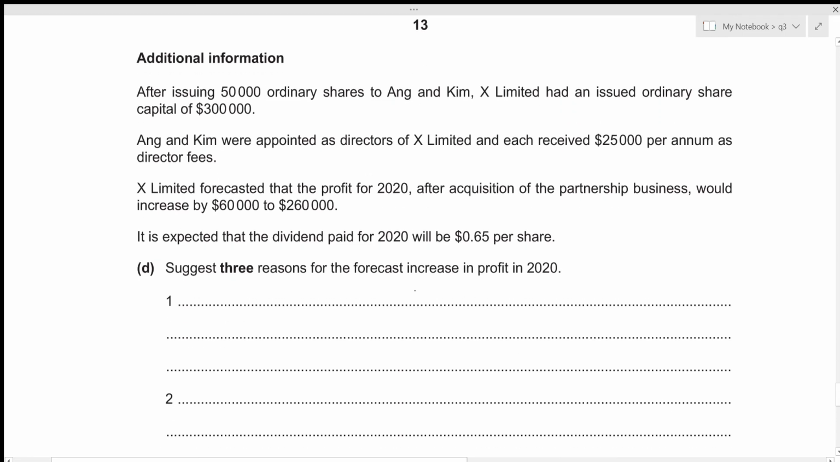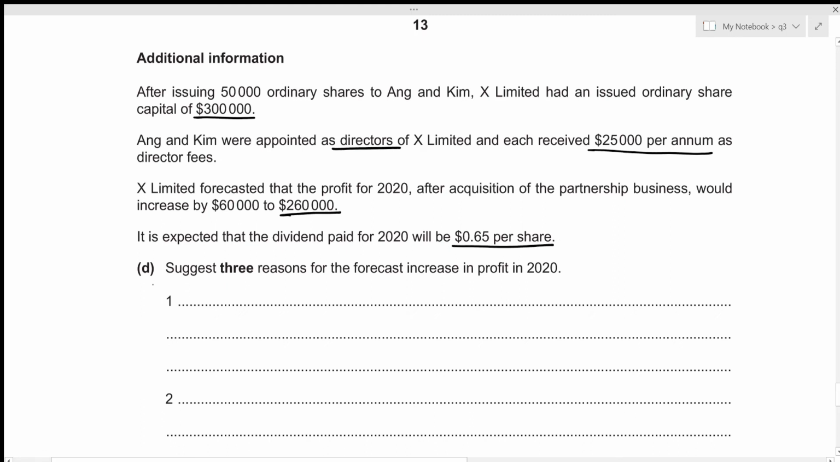We are given additional information. After issuing 50,000 ordinary shares to Ang and Kim, X Limited had an issued ordinary share capital of 300,000. Ang and Kim were appointed as directors of X Limited and each received 25,000 per annum as director fees. Then X Limited forecasted that the profit for 2020 after acquisition of the partnership business would increase by 60,000 to 260,000. And it is expected that the dividend paid for 2020 will be 0.65 per share.